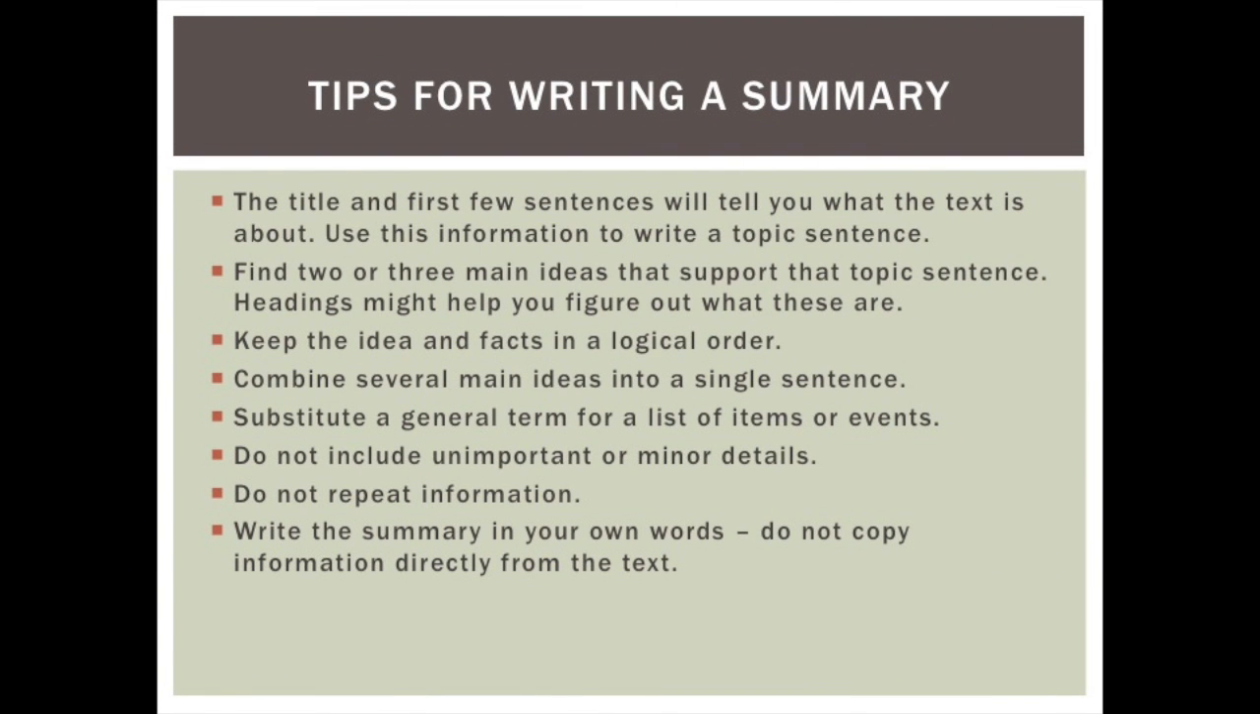All right, let's look at some tips for writing a summary. The first thing you need to do is look at the title and the first couple of sentences. Those will give you an idea of what the text is about. You should use that information to write your first sentence or your topic sentence that sort of summarizes what the main idea is of the whole article. Then you need to find 2 or 3 other ideas that support that topic sentence. And if your article has headings in it, that might help you figure out what those are.